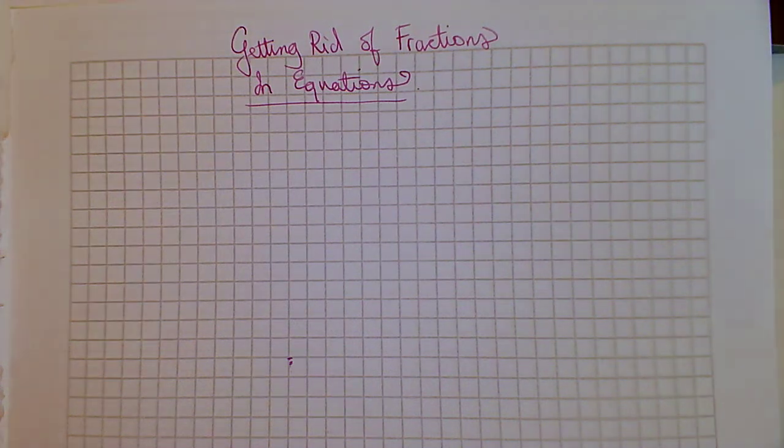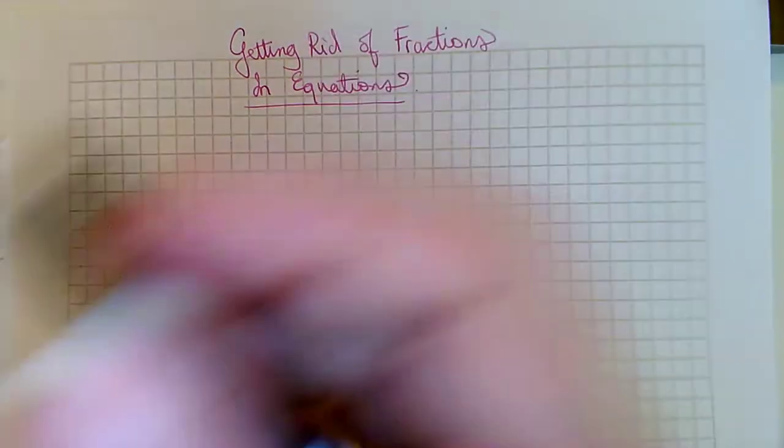Over your years learning maths, you're going to hear maths teachers say that there's certain things that we hate. Now, we don't really hate them. It's just that there's certain things that we tend to want to remove as soon as we see them. And one of those things is fractions. If I have a fraction in an equation, I want to get rid of it.